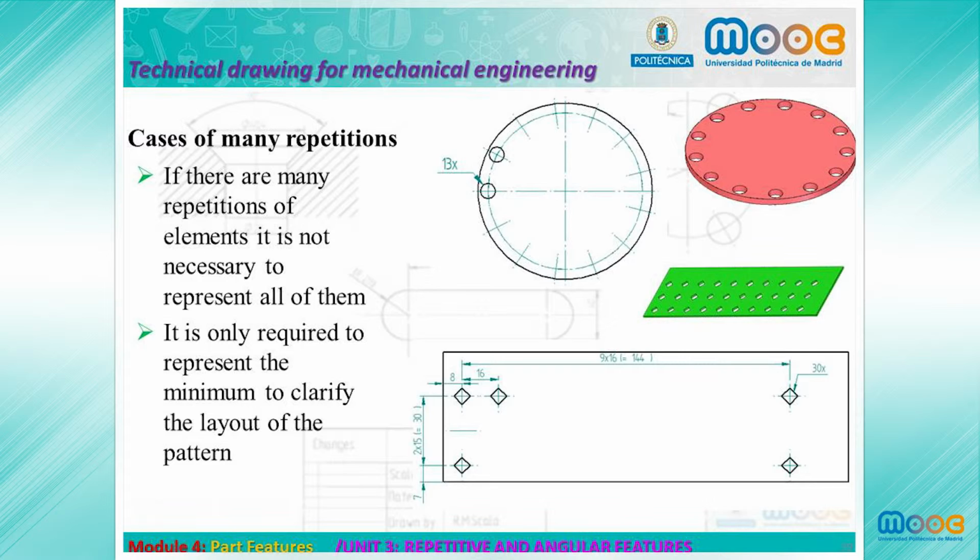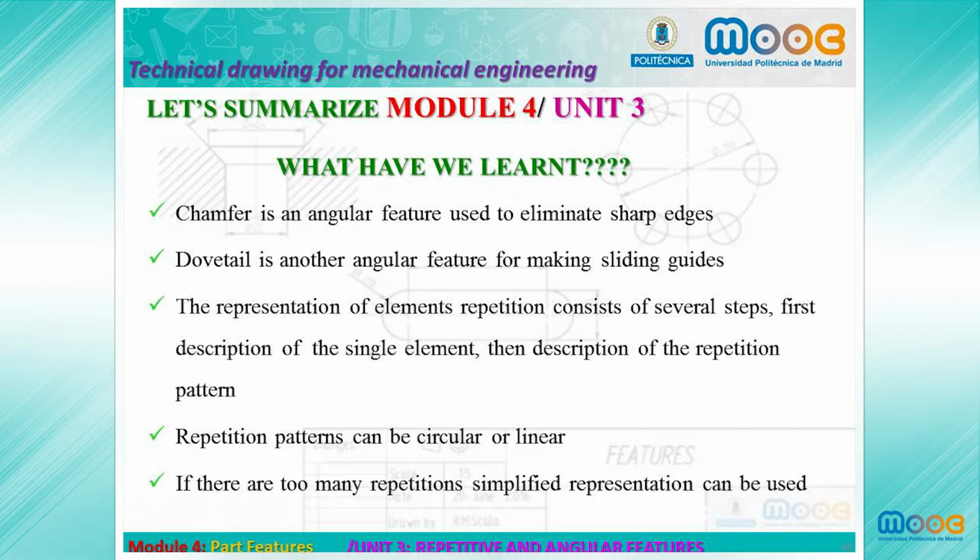In this case, we have a rectangular pattern that has 3 rows and 10 columns. For clarifying, because we are not drawing all the squares, we have 9 times 16. We repeat the distance between 2 single holes to clarify that the distance is 16 and 9 the number of separations. Well, now let's summarize the module for Unit 3.